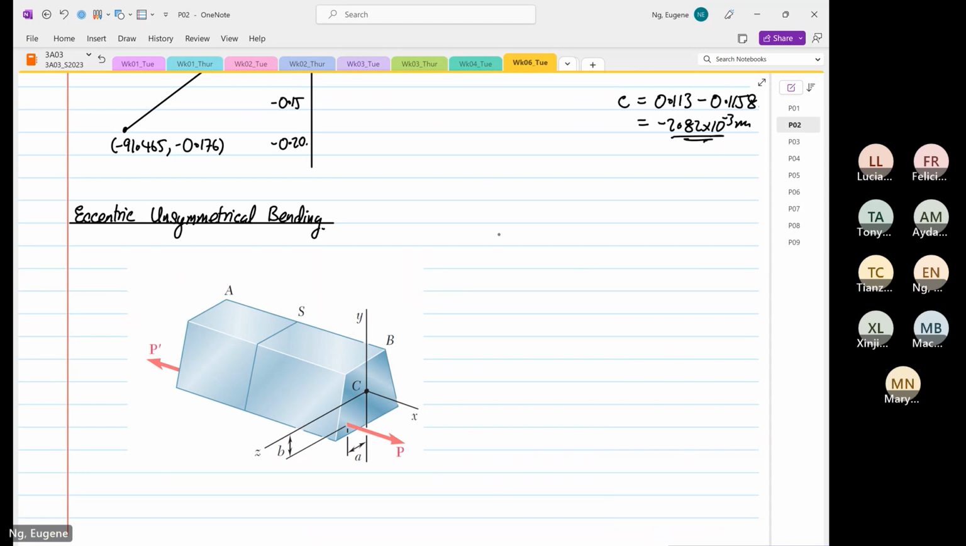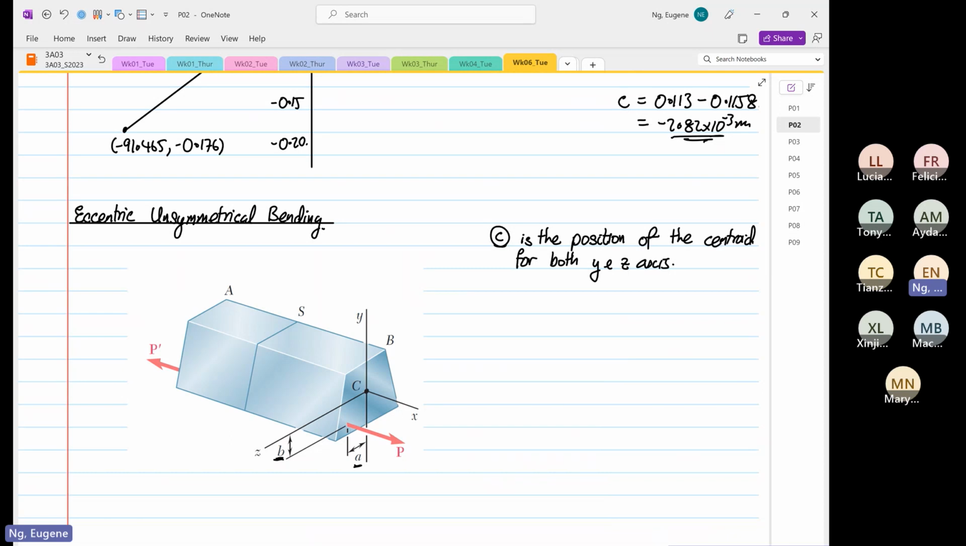So what you take note of is, point C is the position of the centroid for both y and z axis. What you see over here is point P. Point P is applied a certain distance away from point C, along the Z axis is applied at a distance away from point C, and on the Y axis is a B distance from point C.